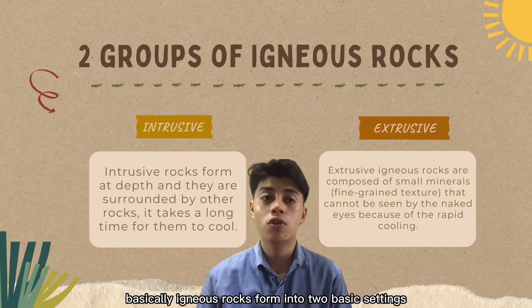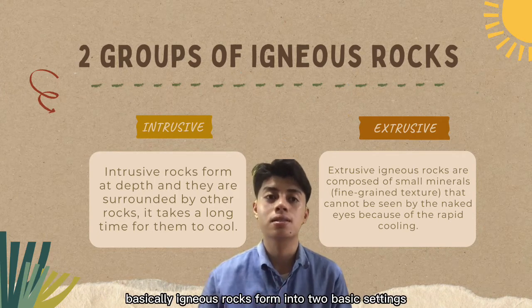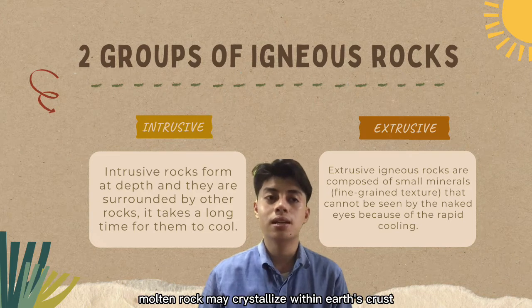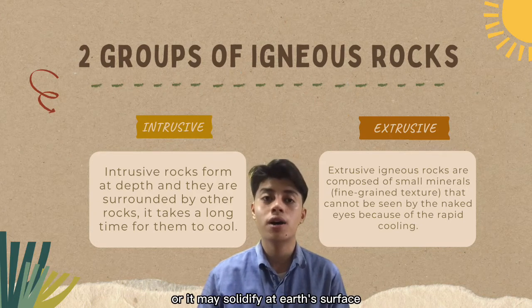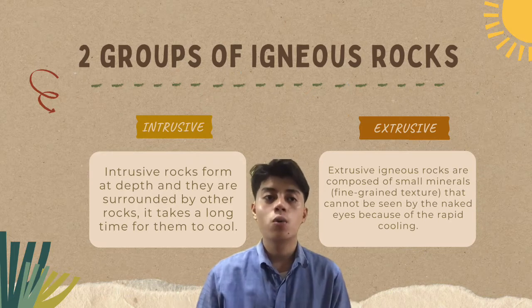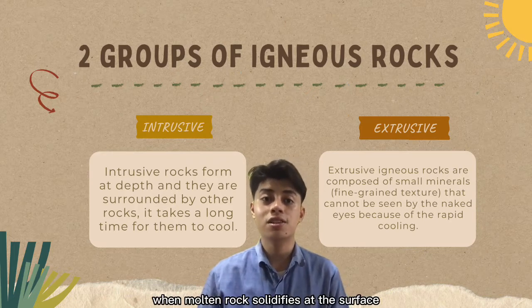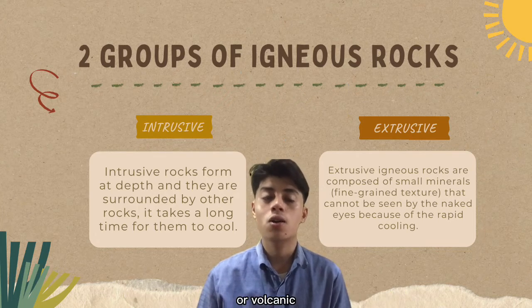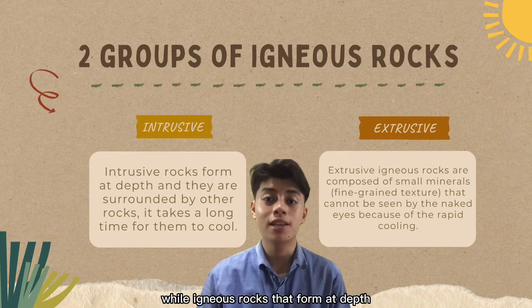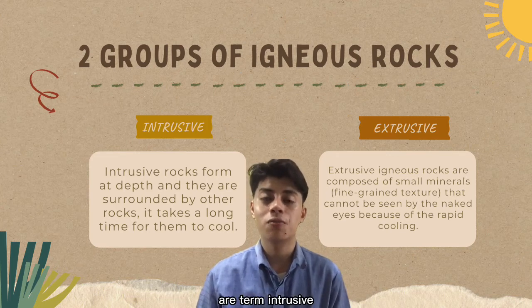Basically, igneous rocks form in two basic settings. Molten rock may crystallize within Earth's crust over a range of depths, or it may solidify at Earth's surface. When molten rock solidifies at the surface, the resulting igneous rocks are classified as extrusive or volcanic, while igneous rocks that form at depth are termed intrusive.